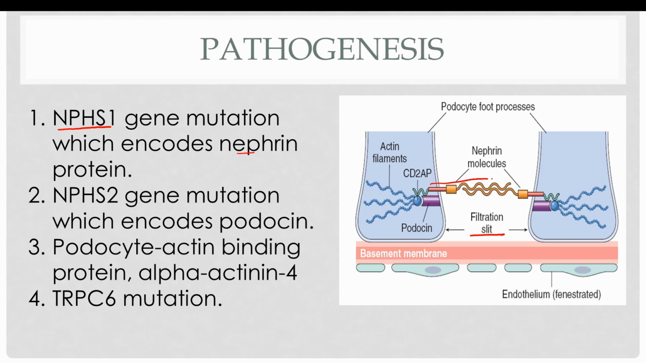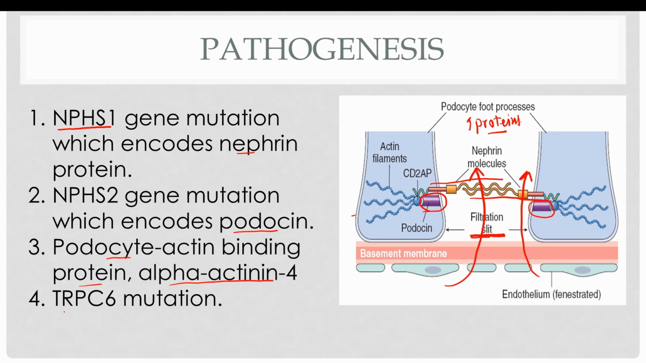This here is a nephrin protein. The other mutation is in the NPHS2 gene, which encodes podosin. This here is podosin. And the third gene that is involved is a gene encoding podocyte actin binding protein, or alpha actinin 4. So mutation in any of these three genes results in the loss of structural integrity of the filtration slit, which makes the podocytes flattened because of the effacement of these foot processes. So once these foot processes become effaced, there is an increased filtration of proteins from the capillaries into the urinary spaces.